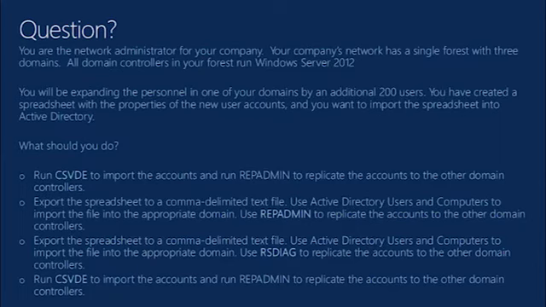Okay, so there is our options. We have run CSVDE, okay. And REPLADMIN to replicate, export the spreadsheet to the comma delimited text file, and again to replicate, REPLADMIN, export, and okay. So here we have 4 options, and you notice there is a pattern to this. There's a talk of replication. There's a talk of exporting or importing the actual account. So this gives us an idea.